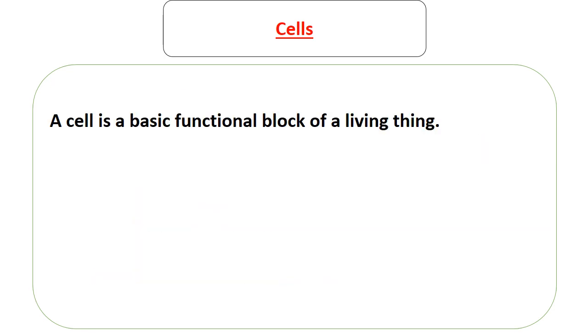So a cell is a basic functional block of a living thing or of an organism. So the keywords here are basic, which means the simplest possible; functional, meaning something that's working, that has got a function, that does something; block are smaller units that make up something big. So that's what a cell is.